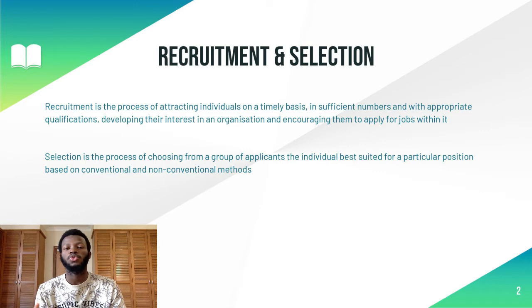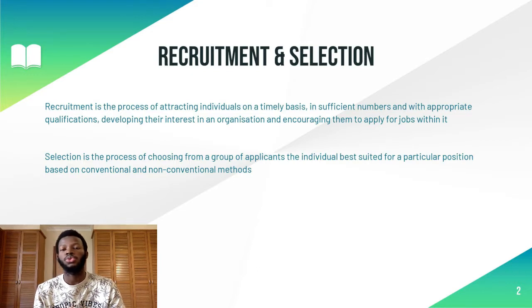Selection is the process of choosing from a group of applicants, as my lecturer would say, from a pool of candidates, the individual that best suits a particular position based on conventional or non-conventional methods. Because you made the vacant space known to the world, you will have a lot of people applying. After they have applied, with the selection process, you have to look through to see who among these candidates best fits the vacant space, who can work for us and help us achieve our aims and objectives. Basically, that's the whole picture of what recruitment and selection is.